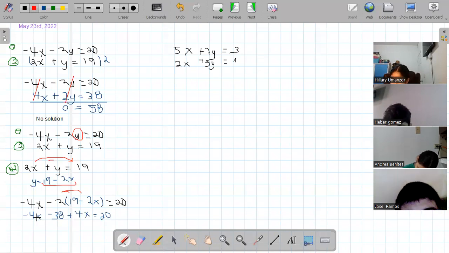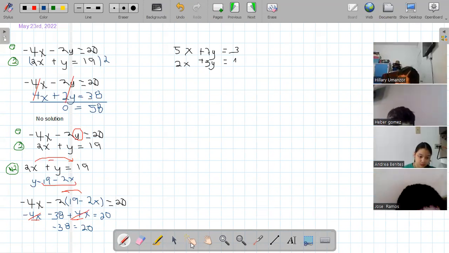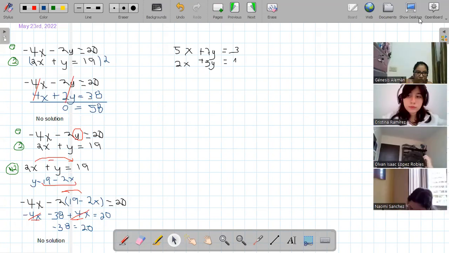Now you see, I got negative 4x and 4x. Those are like terms, but one is positive and one is negative, exactly the same number. So I can cancel them out and they become a zero. And what do I have left? Negative 38 is equal to 20. Is negative 38 equal to 20? No, it is not. So what is my answer? No solution. And you see, that is how you're going to do it when you have the substitution method. Questions about this?